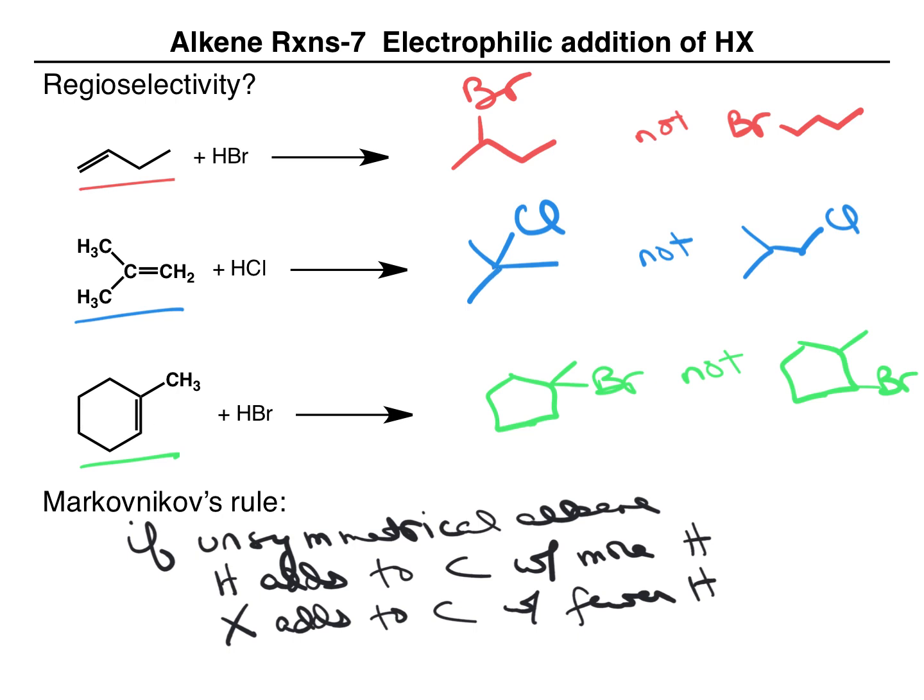And finally, in this case, we have no hydrogens. Here we have 1 hydrogen. So the hydrogen becomes connected to this carbon, and the bromine becomes connected to this carbon. But this is just an empirical rule. This doesn't explain why it happens. It just explains what happens. Let's try to figure out why.